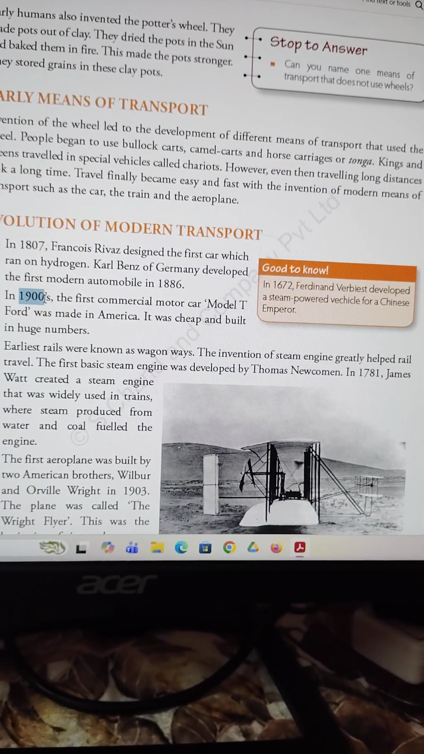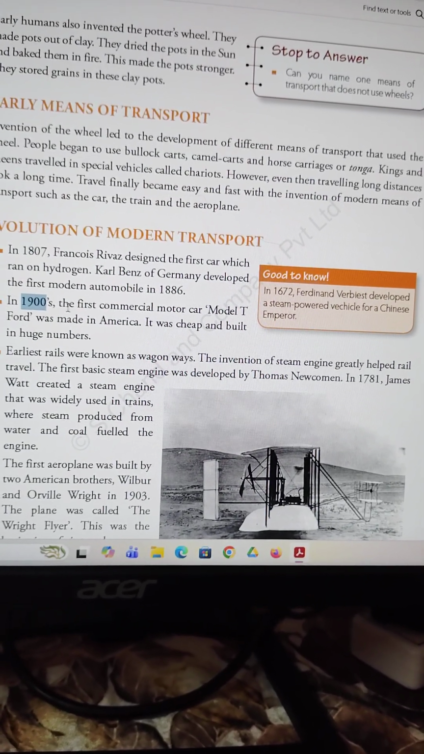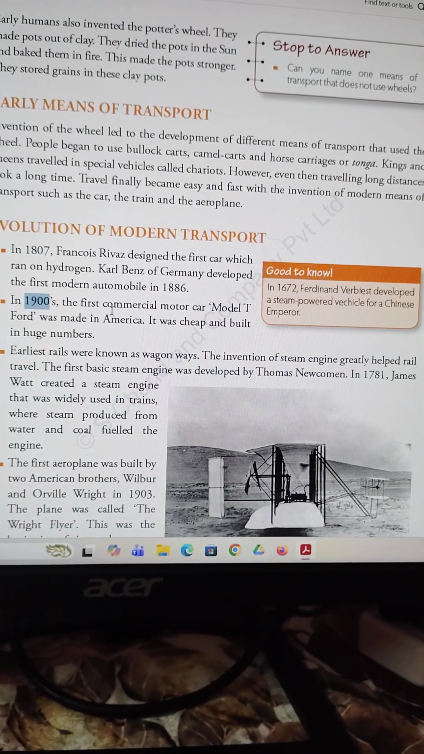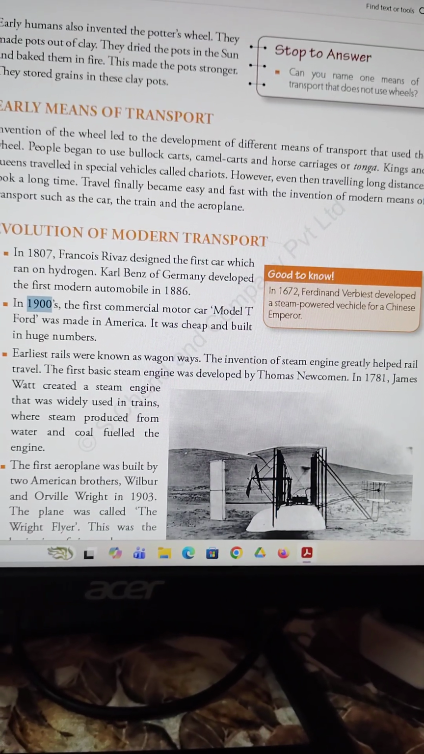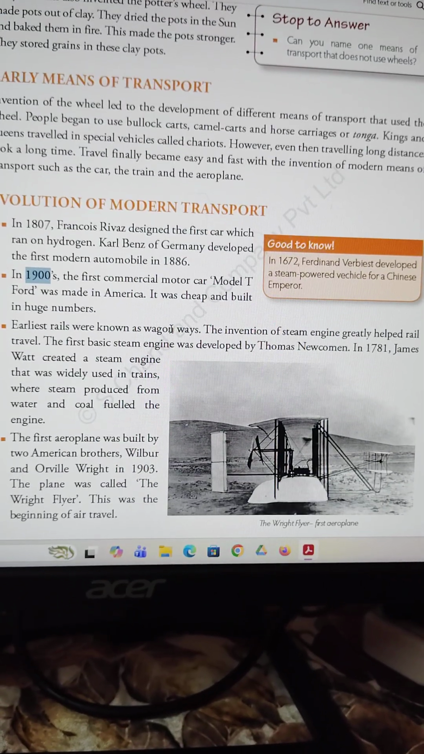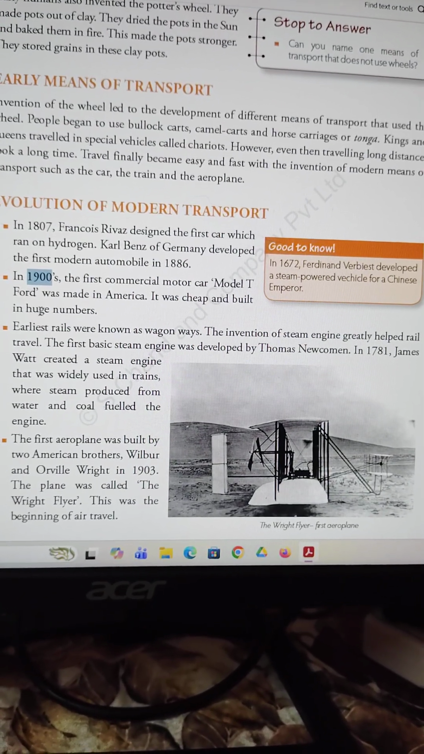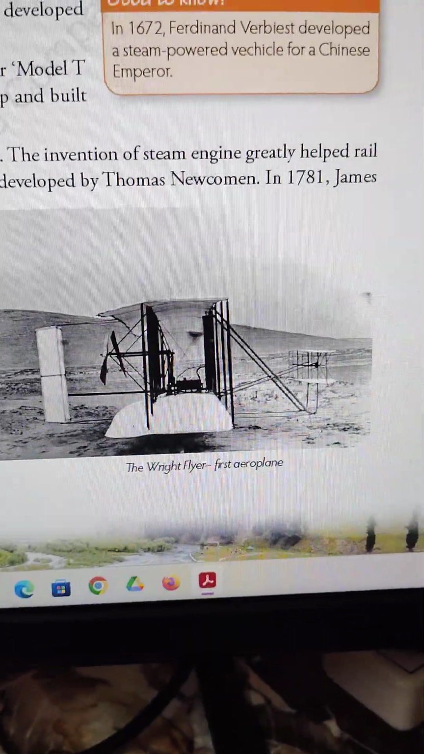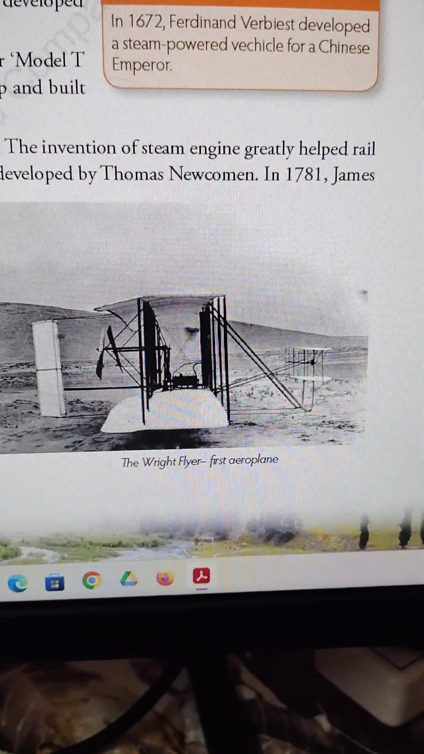In 1900, the first commercial motor car, Model T, was made in America. It was cheap and built in huge numbers. Look at this picture. This one is the first aeroplane.